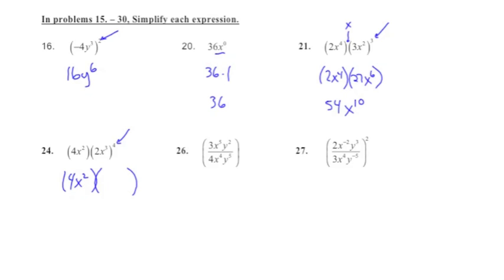So let's see what I get. First thing I'll do is take 2 to the 4th power, and if I take 2 to the 4th power, I'm going to get 16. Now x cubed raised to the 4th power, I'm multiplying those exponents, so that's x to the 12th.